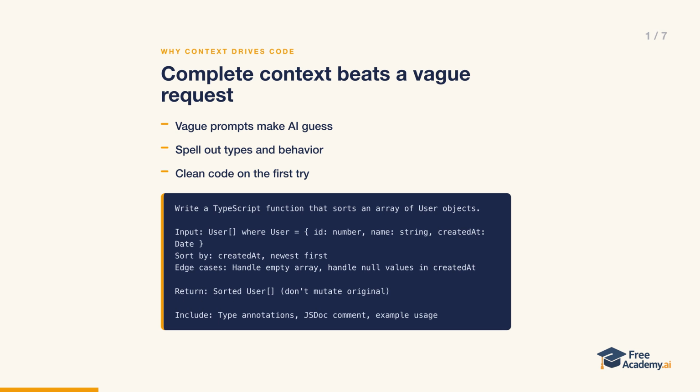On screen, you can see one that asks for a TypeScript function, defines the exact user type, says to sort by createdAt newest first, lists the edge cases like empty arrays and null dates, specifies not to mutate the original, and asks for type annotations, a JSDoc comment, and example usage. That second prompt leaves nothing to chance, so the code comes back clean and usable on the first try.